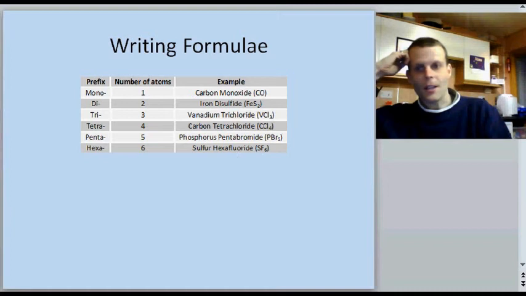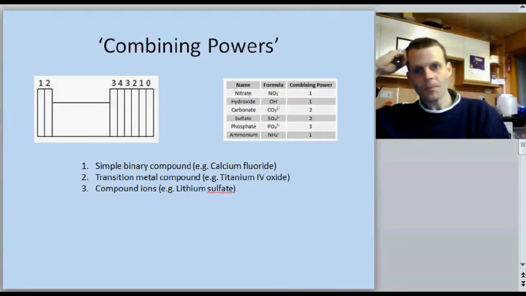Now, what I'm going to show you is a little system you can use to write formulae. It involves something called combining powers. Now, as we do more on electron loss, electron gain and covalent bonding and things like that, we'll understand where these formulae are coming from. But for now, if you want to be able to write formulae, this is one way that you can go about it.